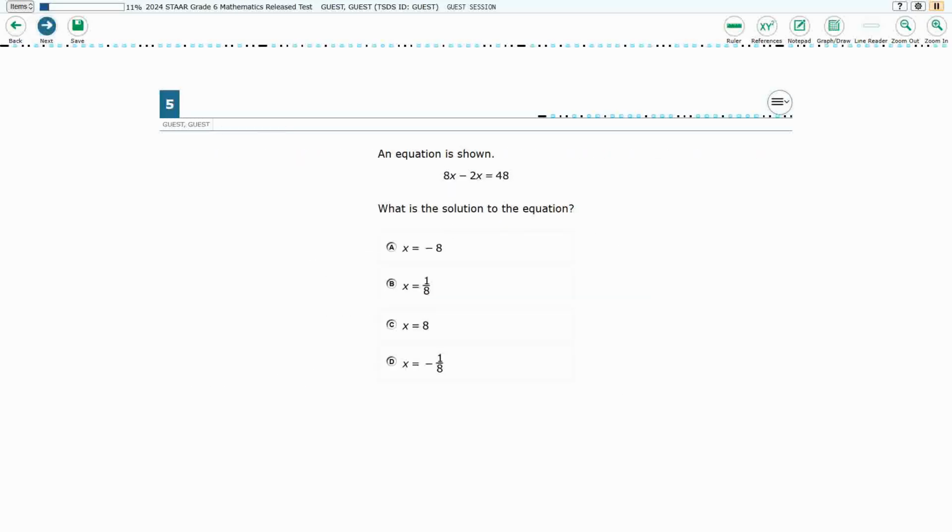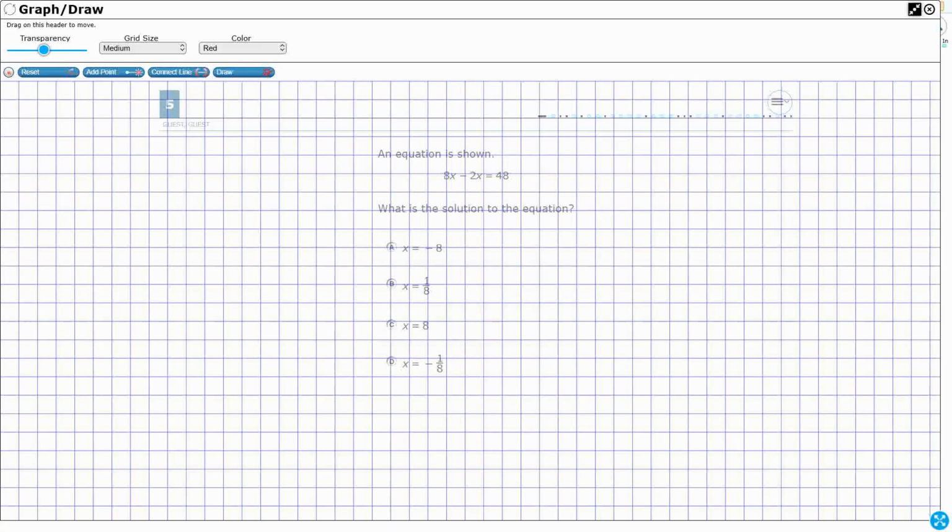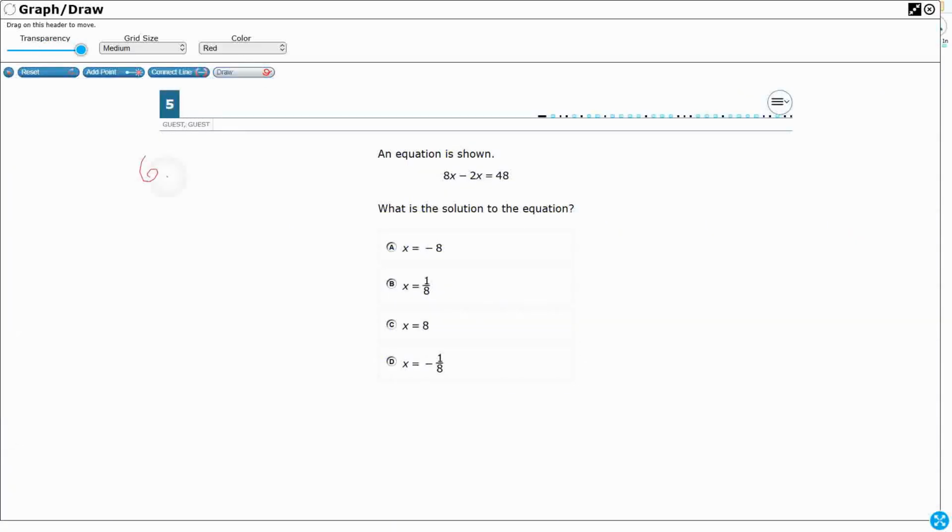For number 5, we are solving one variable equations and inequalities, 6.10a. And we have just this basic equation right here, but take a look at the expression on the left, 8x minus 2x. One thing that we need to know is that if you have like terms, right? So I'll give you an example. 8x minus 2, those are not like terms. One is a variable, there's 8x's, and then one is just a constant, 2. You can't do anything with that. But it's not 8x minus 2.